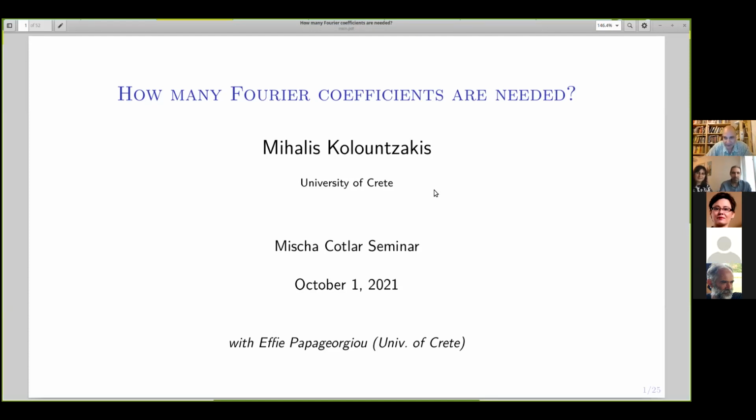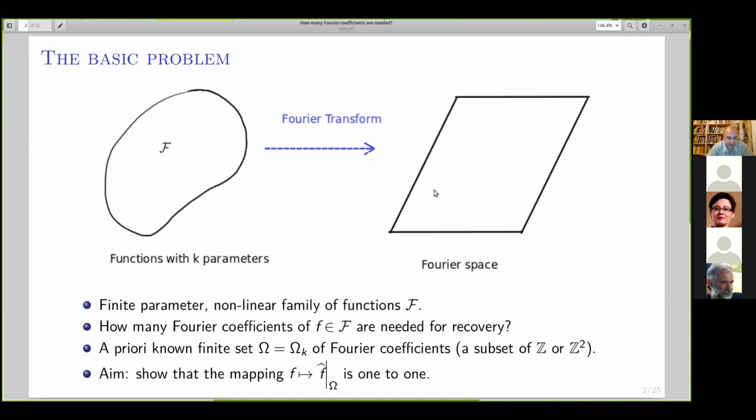It's a great pleasure to be among friends again. So this is joint work with Effie Papageorgiou, who is also present in the meeting. This talk concerns the following problem. We have a family of functions, let's call it script F, which is a parameterized family. Every function in the family is specified by k parameters.